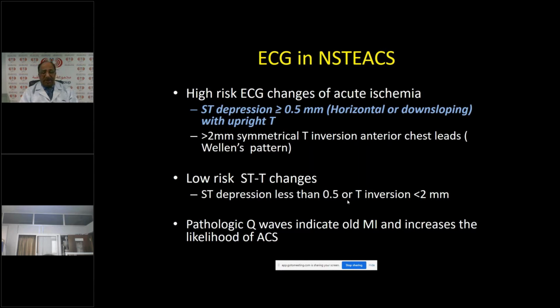particularly if it is dynamic. Or more than 2 millimeter symmetric T wave inversion. Symmetric T wave inversion means the downslope and upslope look the same. And then there are low risk ST-T changes, like less than 0.5 millimeter ST depression or T inversion less than 2 millimeters. Pathological Q waves indicate old MI and increase the likelihood of ACS.